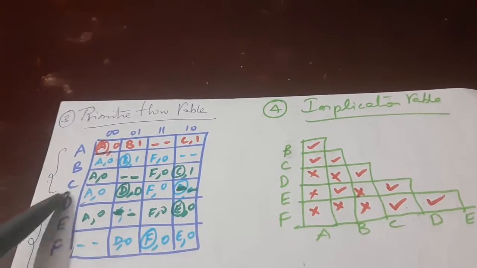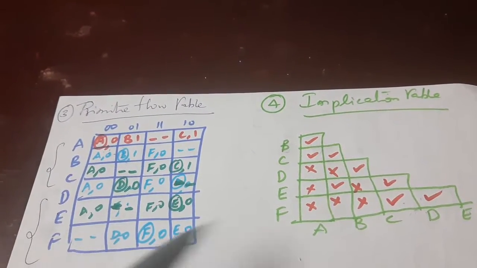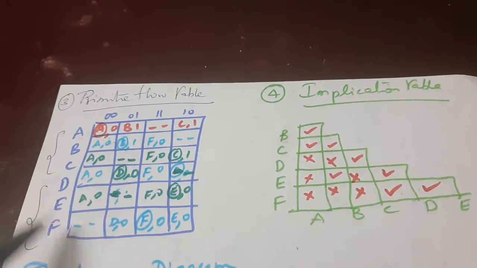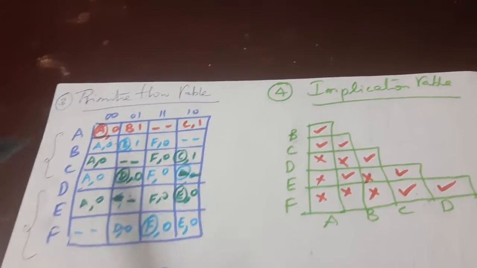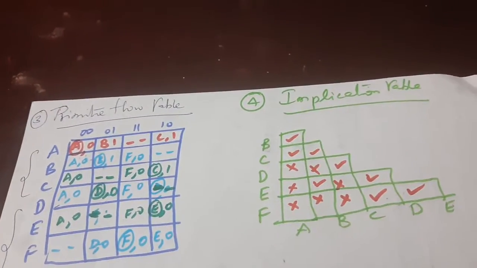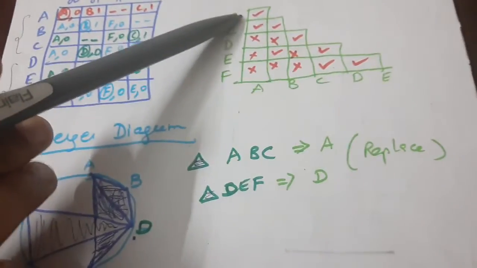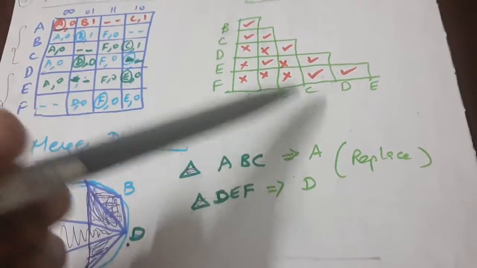Then D compare with E and F, same values, so put a tick mark. D compare with F, same values, put a tick mark. After you put a tick mark, where all you have a tick mark, write down the values. So the tick marks are A, B, A, C.